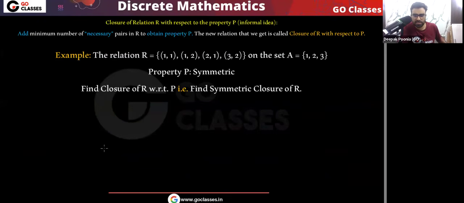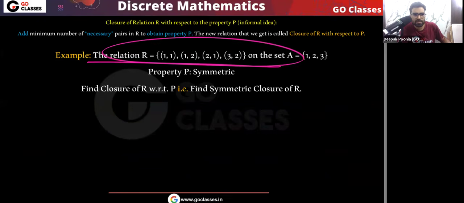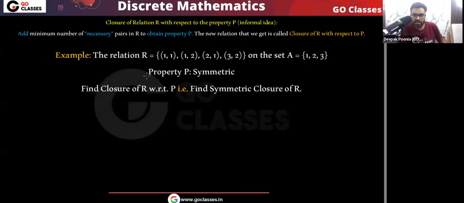Tell me the answer for this question. The relation is given to you, and the property is symmetric property. Find the closure of R with respect to this symmetric property, which means find the symmetric closure of R. Here, please understand, R is the relation and symmetric is the property. So we need to find the closure of R with respect to symmetric property.